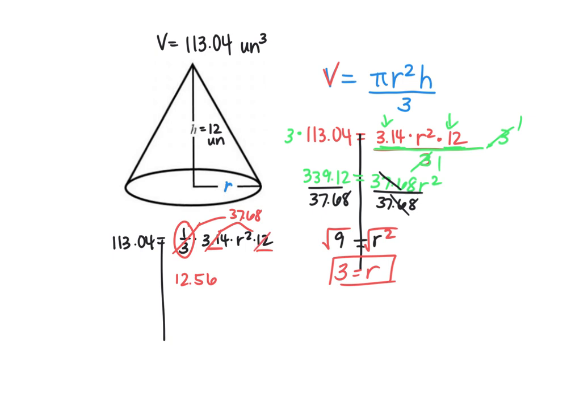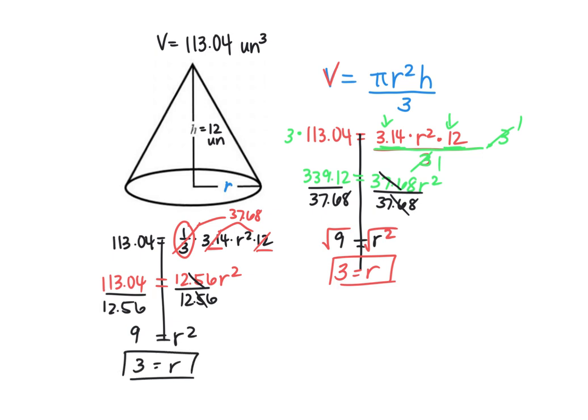So I use that, and then I also have r squared equals 113.04. Still have to do the same type of steps. Next, I'm going to divide by 12.56 on both sides. I get r squared equals, and I'm typing that in, 9, and then some number times itself is 9. You guys know that the radius is 3 then. So you just worked backwards to solve that problem.